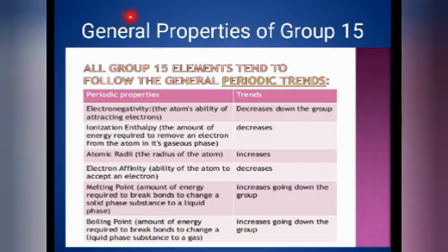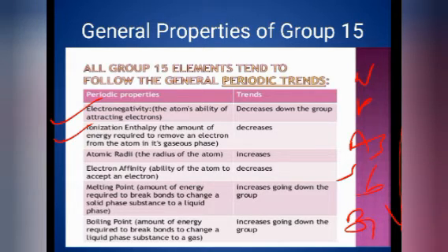Now if we talk about the general properties of group 15, the first periodic property is electronegativity. Electronegativity is defined as the atom's ability of attracting electrons. It decreases down the group, meaning the electronegativity decreases as we move from nitrogen, phosphorus, arsenic, antimony to bismuth. Second is ionization enthalpy. It is the amount of energy required to remove an electron from an atom in its gaseous phase.